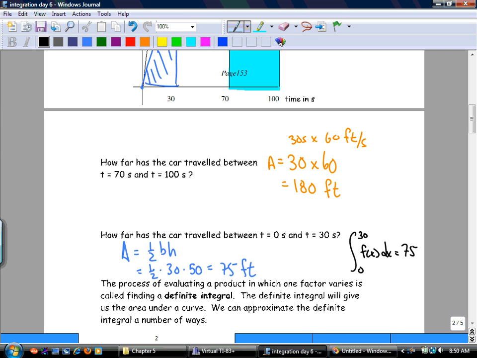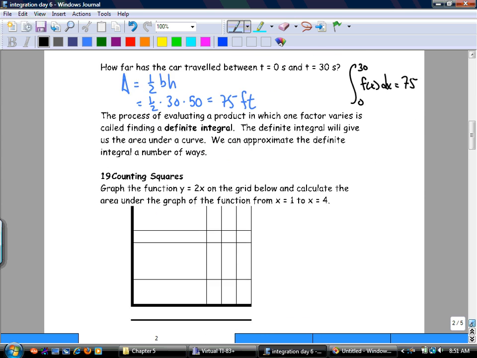The area under the curve between 0 and 30 is 75. The area between 70 and 100 is 180. That's why it's called a definite integral, because I'm telling you where I want you to find the area between. If I don't put the numbers there, it's indefinite because I'm not telling you where to find the area. Make sense? Okay.